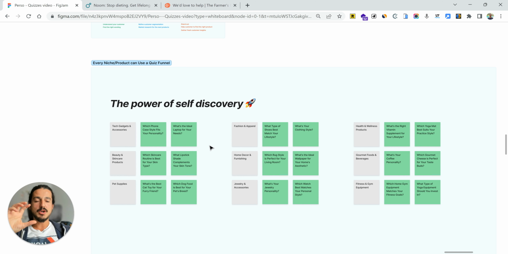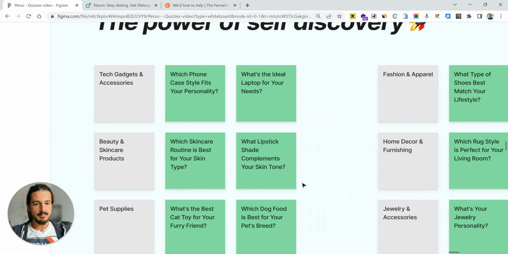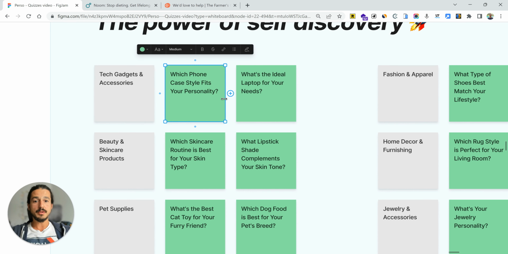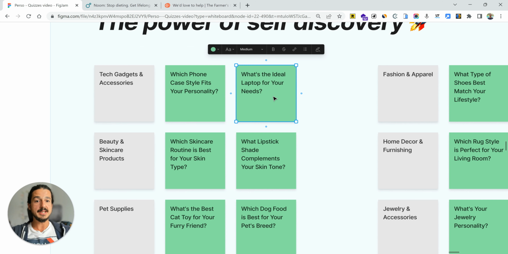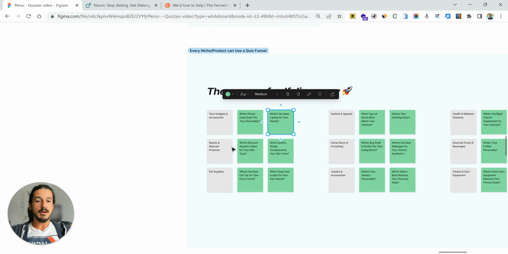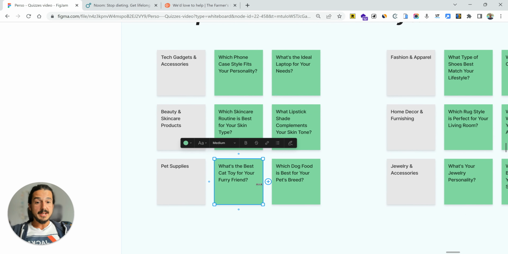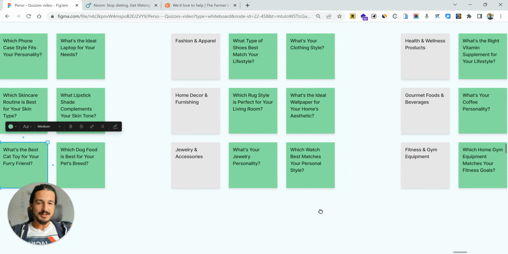Even though most of the quizzes we are generally aware of are quizzes to create a routine for makeup, for example, or for supplements, those are the brands that use quizzes the most, but you can create a quiz for any kind of product. So let's have a look. These are random examples. If you look at Taken Gadgets, which phone case fits your personality? What's the ideal laptop for your needs? Or even, of course, we have beauty, pets. What's the best cat toy for you or for your friend, for example?